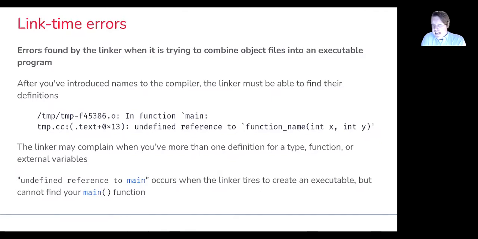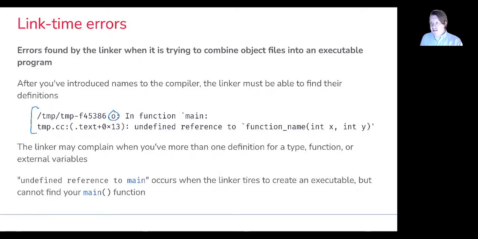After you've introduced names to the compiler, the linker must be able to find their definitions. For instance, if we forget to provide, say, the source file containing the definition to function_name to the compiler, we could see that when we hit the linker stage, we'll see a link error happen. You can see here that in some temporary object file that was created, it's saying that in main, I found an undefined reference to function_name(int x, int y).